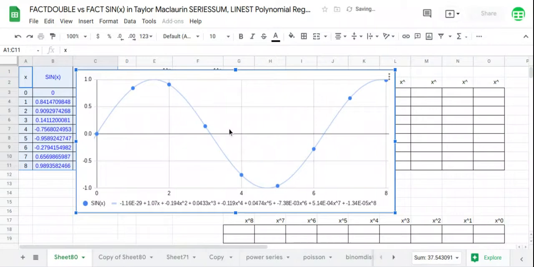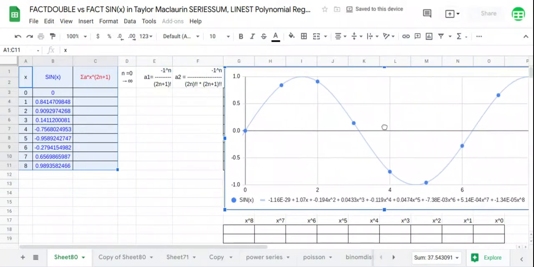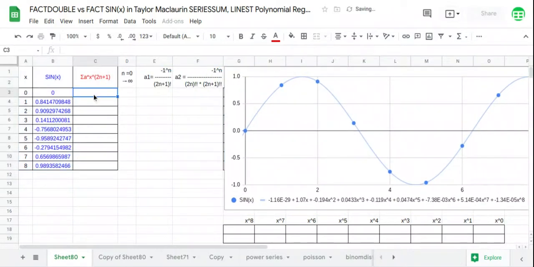So the Taylor-Maclaurin series sum expansion of sine is equal to the summation of a times x to the power 2n plus 1, where the value of n is from 0 to infinity. Can go as far as 16. 16 is good enough. And we continue with the value of a, because a can be factorial or double factorial.